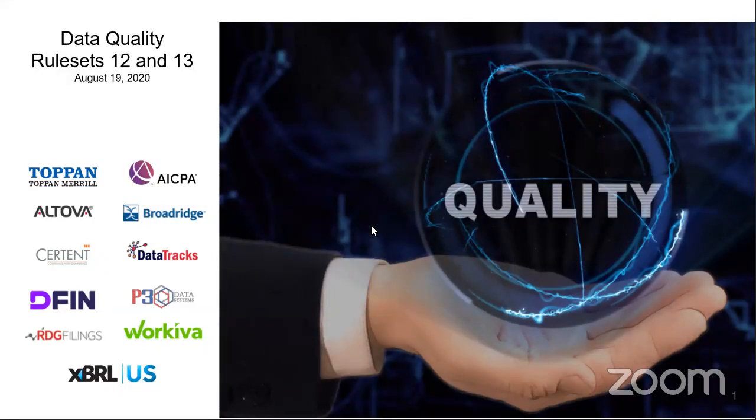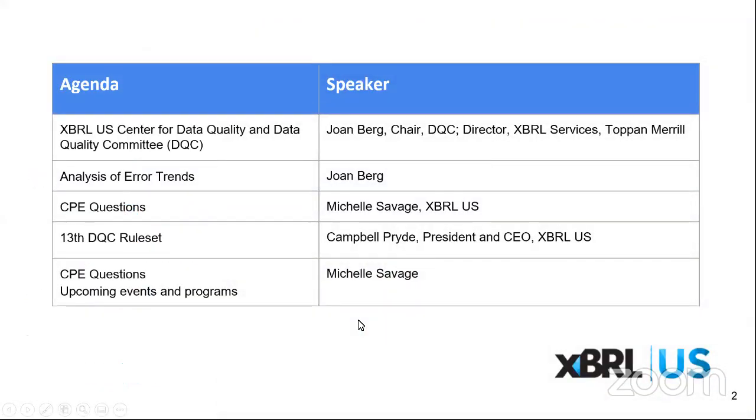So with that, I'm going to go to our next slide and explain the session for today. We're going to start off telling you a little bit about the Center for Data Quality and the Data Quality Committee. Joan Berg is going to lead us with that. Joan, as I mentioned, is the chair of the Data Quality Committee and the director of XBRL Services at Topan Merrill. Joan is then going to lead us through an analysis of error trends that I think are pretty interesting and shed some light on problems that issuers are having and how the data quality rules have been instrumental in helping to bring those errors down.